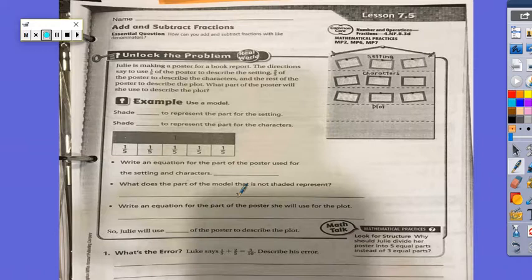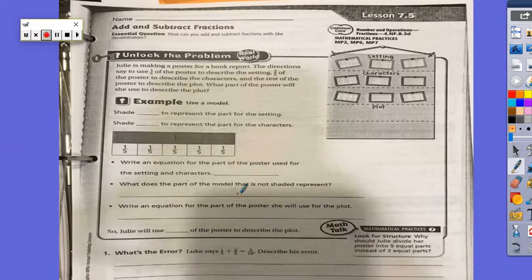Now remember, denominators are the bottom number of your fraction, and the top number of your fraction is called your numerator. So don't forget, you'll probably need to know that in working with fractions. Alright, so we're going to go ahead and get started with Unlock the Problem.